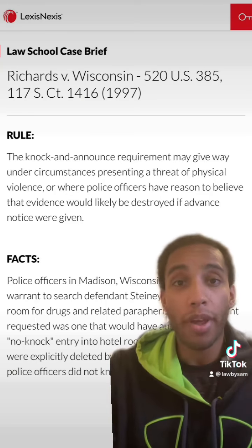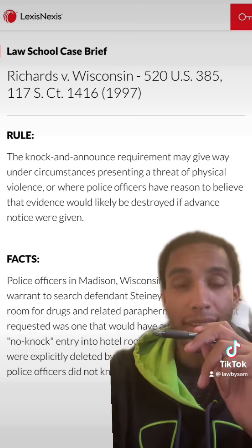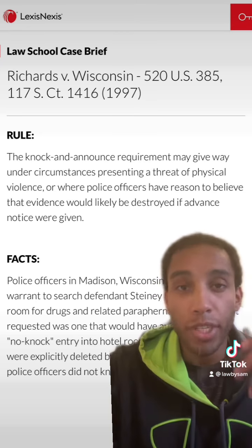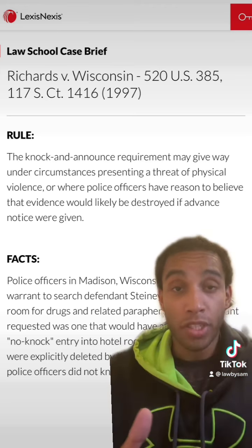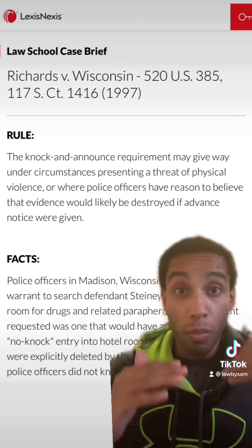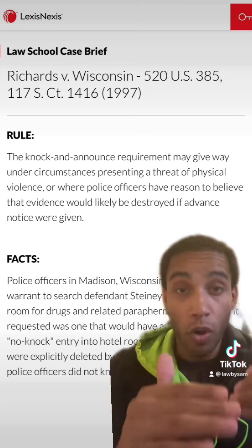Lastly, the Supreme Court held in a case called Richards v. Wisconsin that if the officers have a reasonable belief that someone is in imminent danger, not only the officers themselves but another person in the home, they can go in without knocking and announcing.